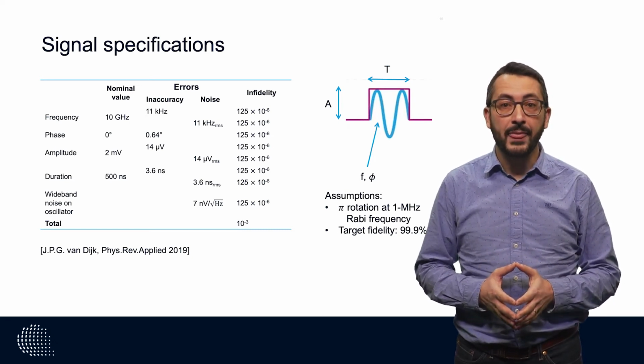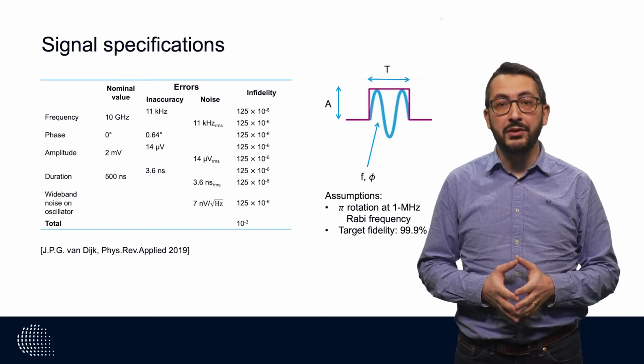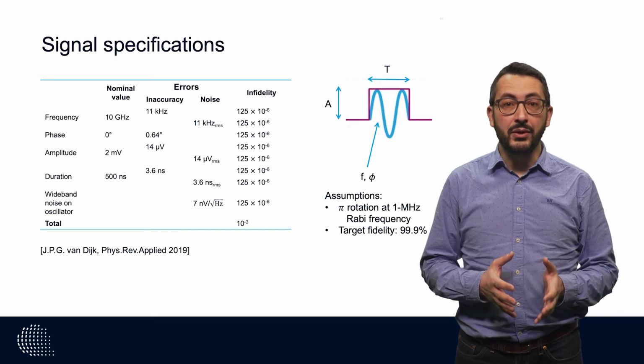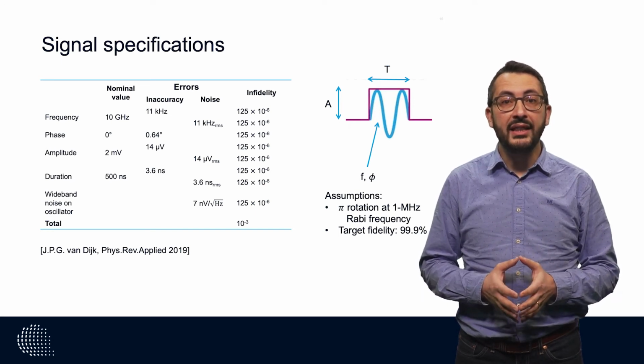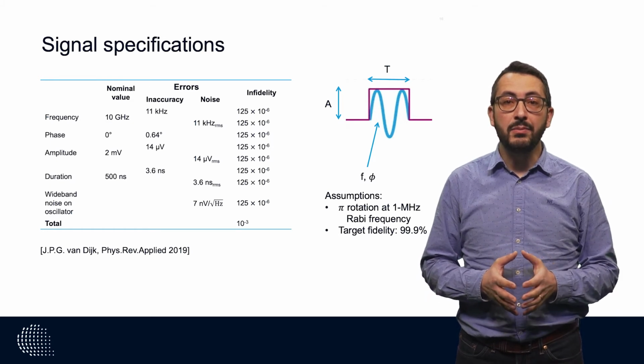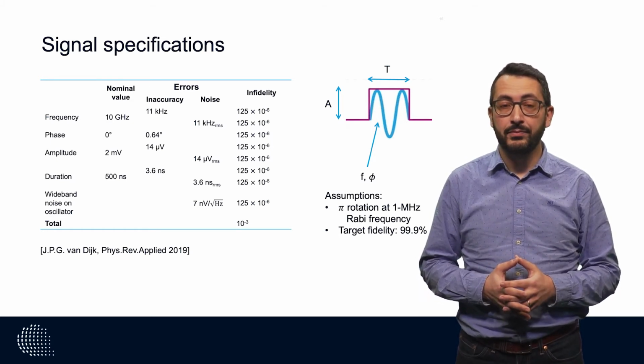in duration, and the noise related to these parameters, which we have not talked about before. And these are the noise in frequency, in amplitude, in duration, and the white noise on top of the oscillator signal. For more details, please look at the reference paper.